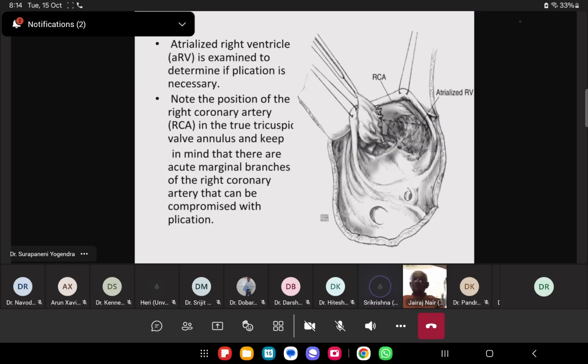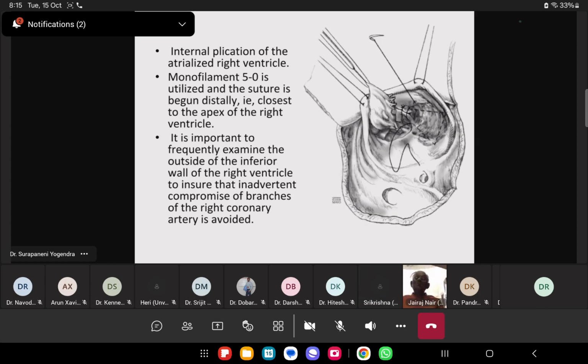Atrialized right ventricle is examined to determine if plication is necessary. Note the position of the right coronary artery in the true tricuspid valve annulus and keep in mind that there are acute marginal branches of the right coronary artery that can be compromised with plication. Internal plication of the atrialized right ventricle is done with monofilament 5-0 suture, and the suture is begun distally, i.e. closest to the apex of the right ventricle. It is important to frequently examine the outside of the inferior wall of right ventricle to ensure that inadvertent compromise of branches of right coronary artery is avoided.